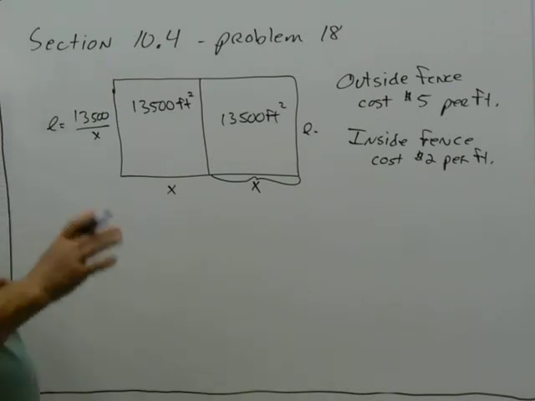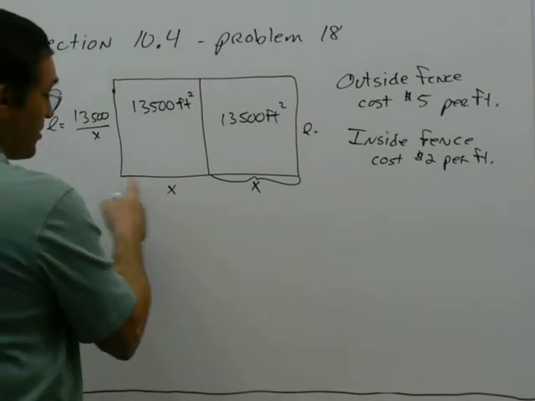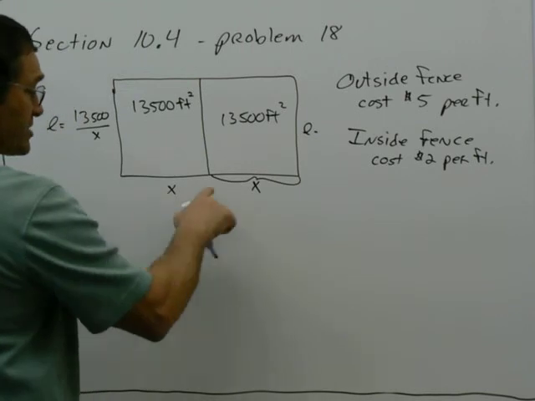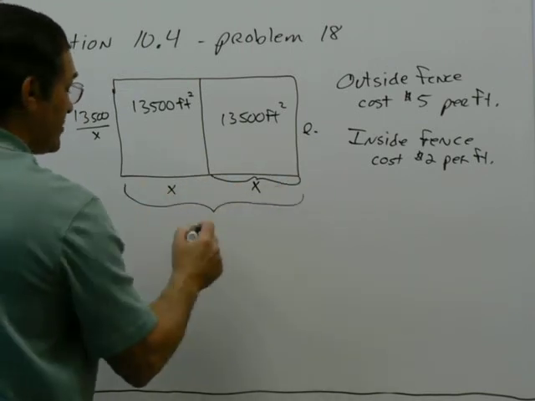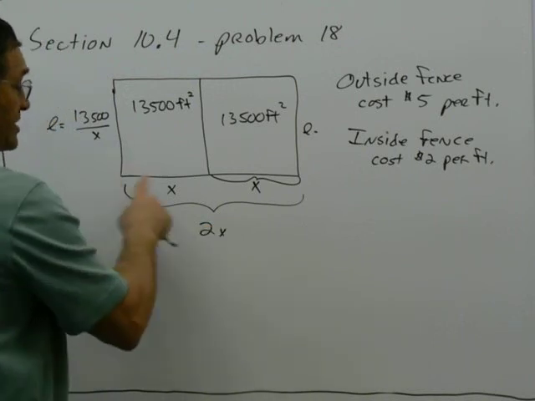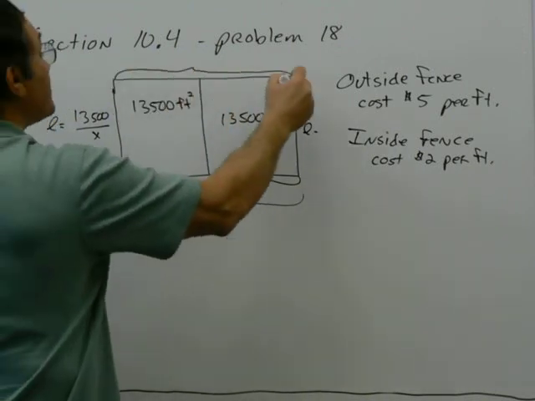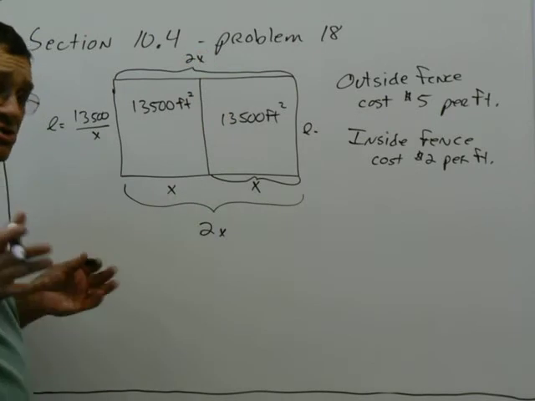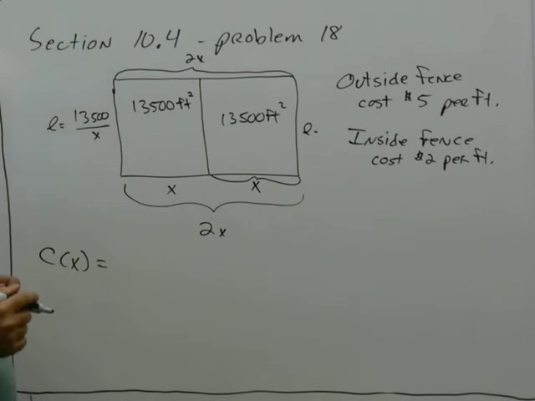Okay. Now, what I'm going to do is I'm going to build fence. From here to here, I have x feet here, I have x feet here. So the whole distance from this edge to this edge is 2x feet. This distance as well would be 2x feet because it's a rectangular plot. And so what would my cost C of x be?